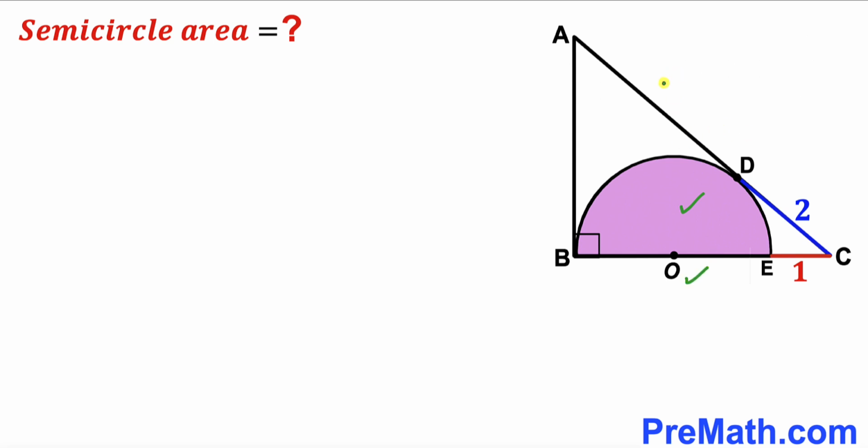This purple semicircle with center O is fully inscribed in a right triangle ABC, as you can see in this given diagram. Moreover, this point D is the point of tangency. Furthermore, this segment CD is 2 units, whereas this segment EC is 1 unit. Now our task is to calculate the area of this purple shaded semicircle.